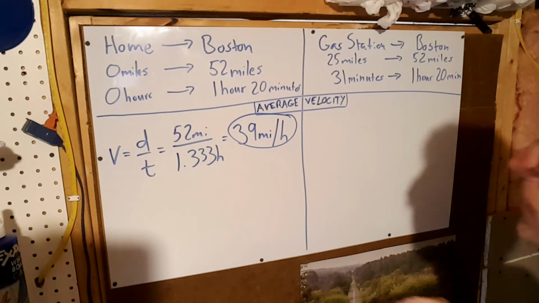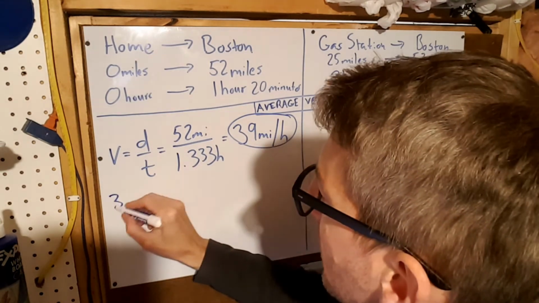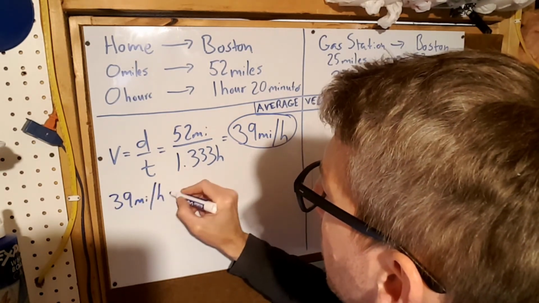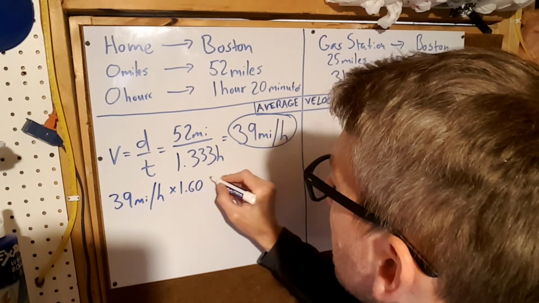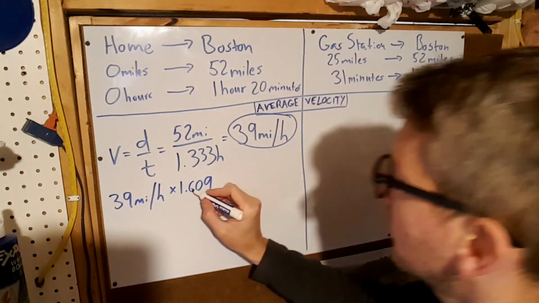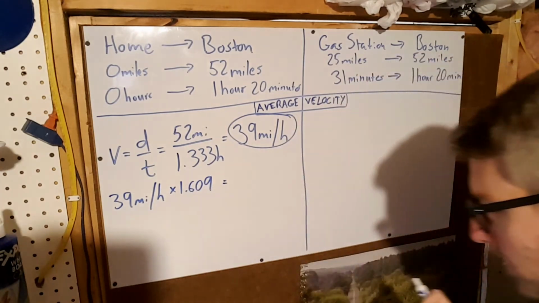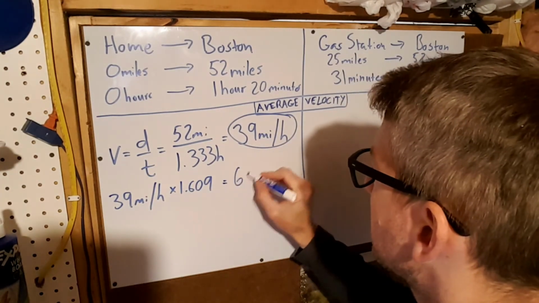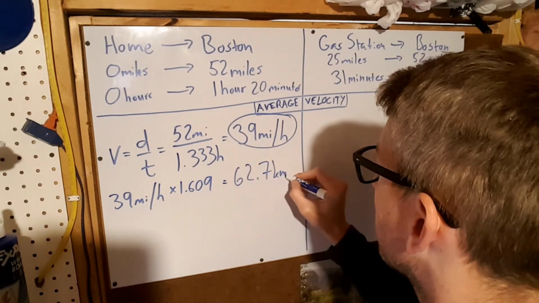How do you convert that to kilometers per hour? Multiply that 39 miles per hour by 1.609, which is how many kilometers there are in a single mile, and you will get the answer for kilometers per hour, which is about 62.7 kilometers per hour.